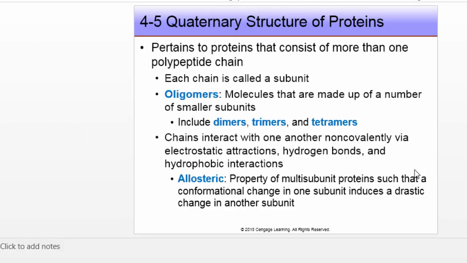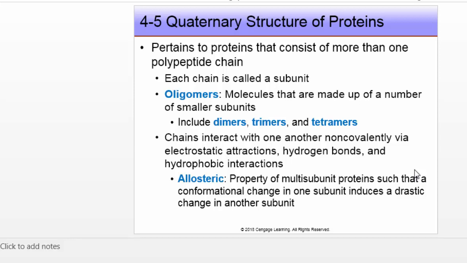Now we come to the so-called quaternary structure of proteins. It pertains to proteins that consist of more than one polypeptide chain. Each chain is called a subunit. The term oligomers, molecules that are made up of a number of smaller subunits, includes dimers, trimers, tetramers. Chains interact with one another non-covalently via electrostatic attractions, hydrogen bonds, and hydrophobic interactions. Now, proteins can exhibit this property called allosteric. Not all multi-subunit proteins exhibit allosteric effects, but many do.